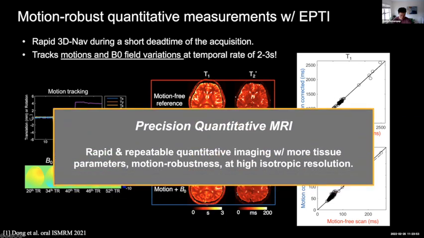So hopefully I've shown you that some of the technology we're developing here will lead to precision quantitative MR, where we're able to get rapid and repeatable quantitative imaging with even more tissue parameters acquired in a motion robust way at high isotropic resolution.